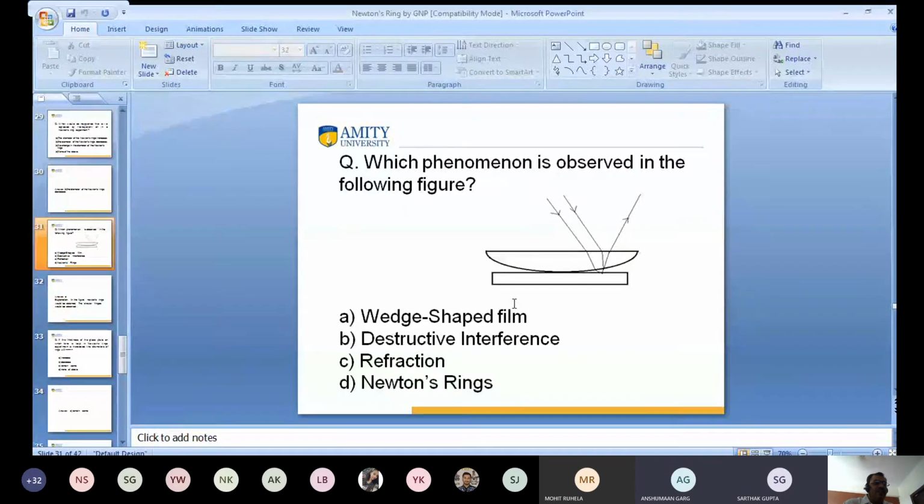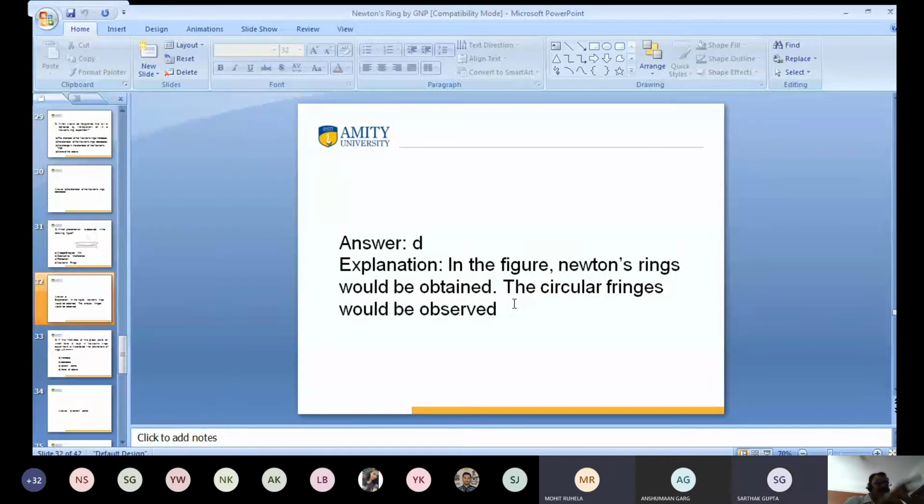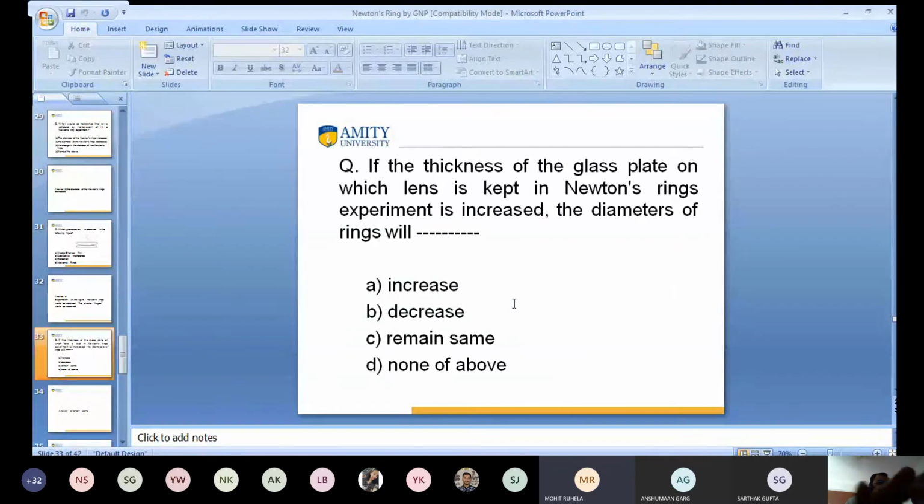Okay, next question. Which phenomenon is there in the following figure? D. Newton's ring. Clear? Newton's ring. Yes, good.